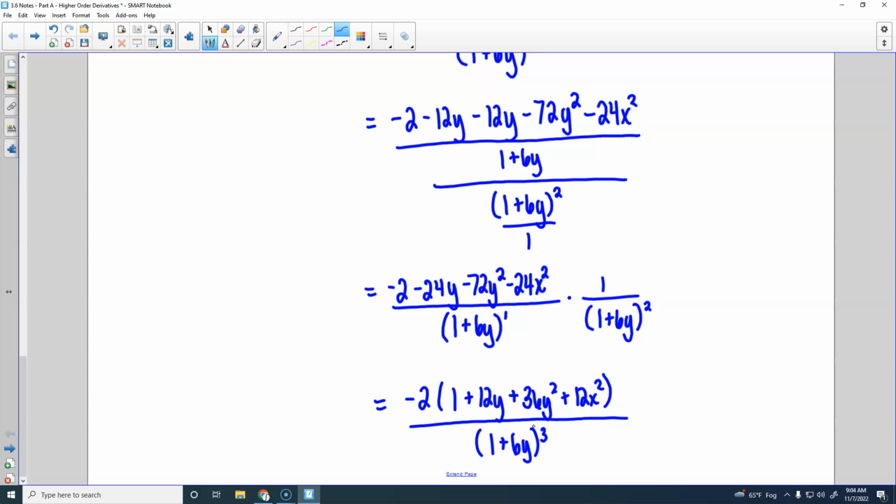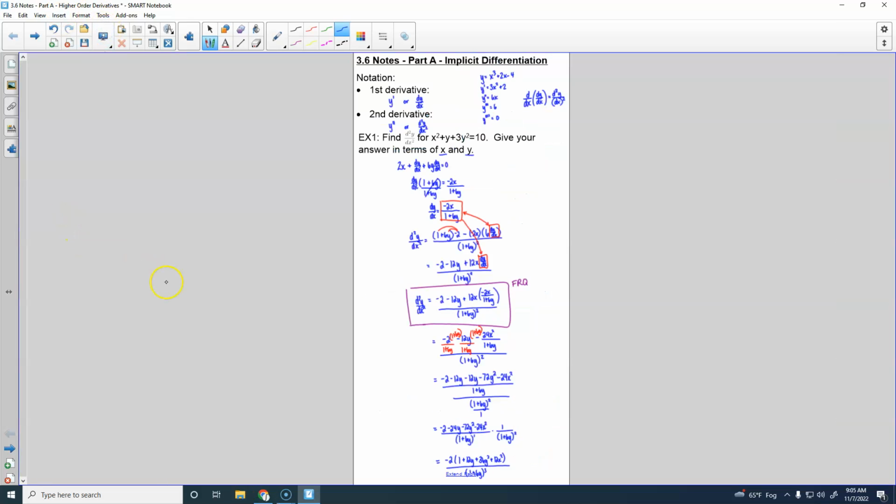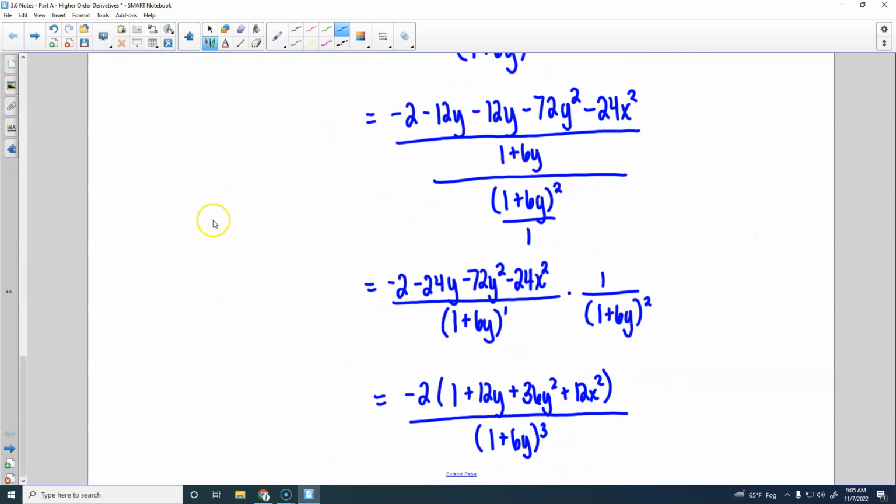So you can see that those can be very involved, especially in the simplification, because if I zoom back out here, ooh, that's a lot there. Okay, questions?